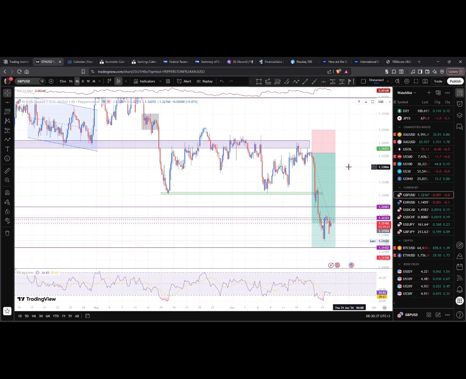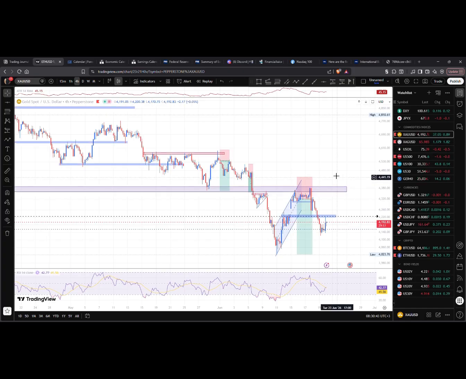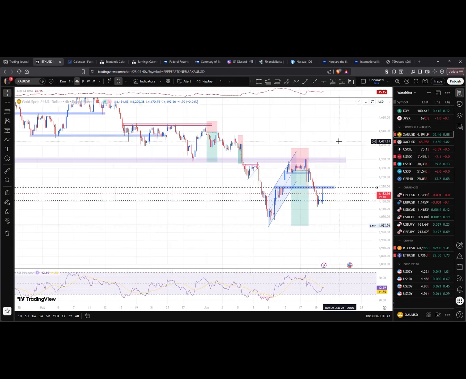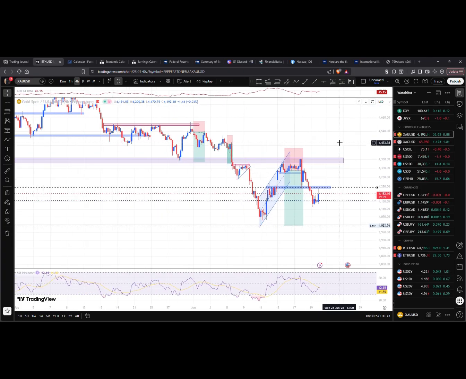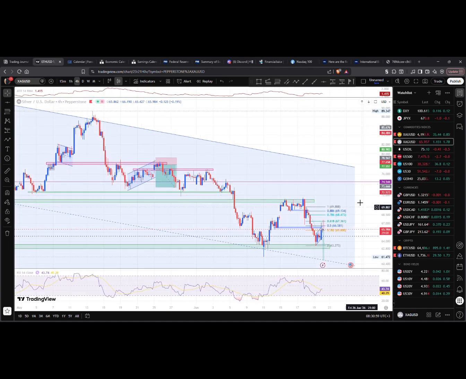So for these two trades, for GU and for gold, I was able to close around 7 or 8% profits, which was a nice move. Not really happy about it. Again, we have to remain neutral in the markets.